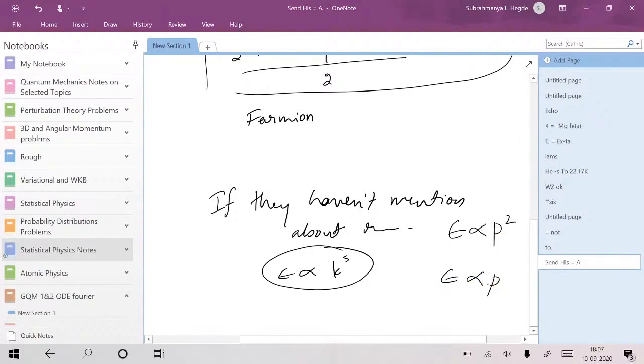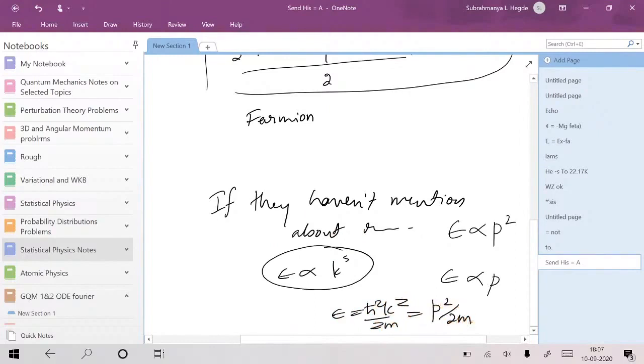Okay. One more thing I have to mention: in none of the questions have they just said take the relativistic case. They mention the dispersion relation. But in the non-relativistic case, most of the time they haven't mentioned the dispersion relation. If they haven't mentioned anything about relativity, take E equal to h bar squared k squared by 2m. That is nothing but p squared by 2m.